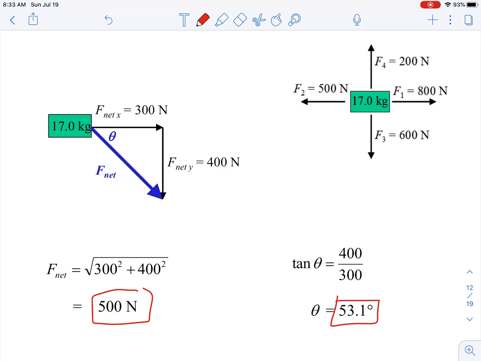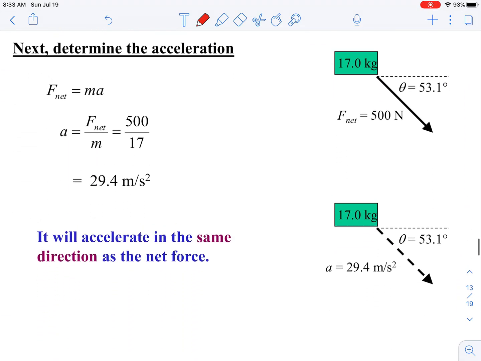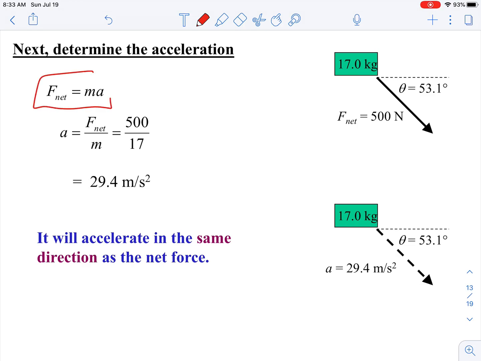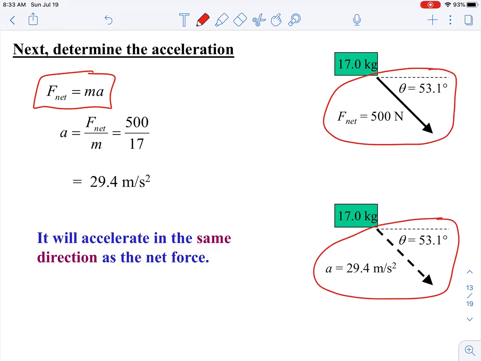But how do we find the acceleration? Well, a couple of things you need to know. First, it's very straightforward to find the magnitude. Just do F net over m, and you've got the magnitude of the acceleration. But it's really important for you guys to know that whatever direction the F net is going in, acceleration must go in the exact same direction. And that's it. That's how you determine the acceleration of an object. And now we're ready.